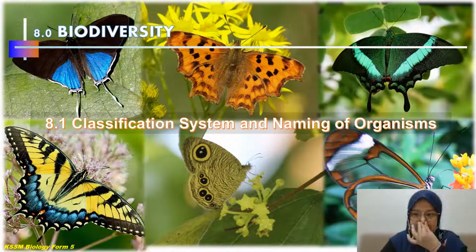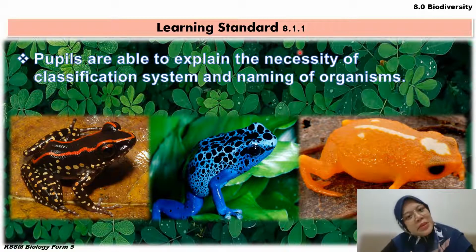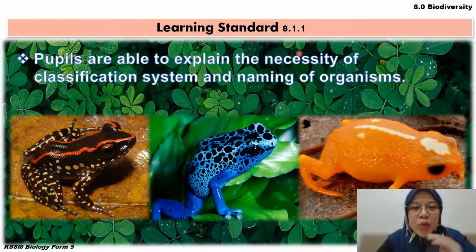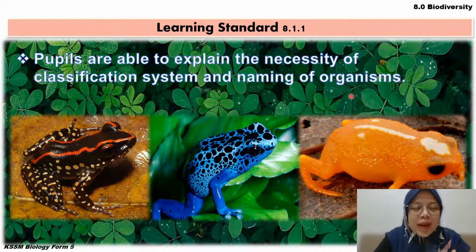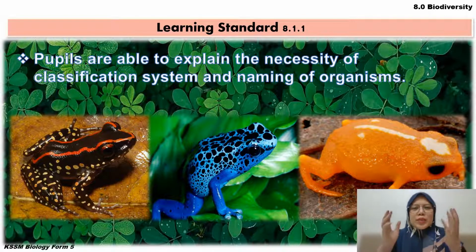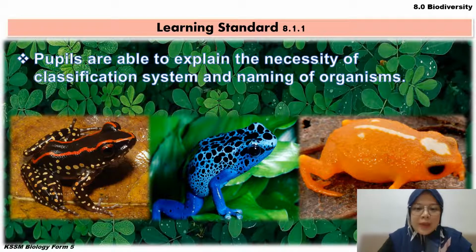Alright, so kita tengok. Okay, so the learning standard, macam biasa learning standard, you are able to explain the necessity of classification system and naming of organism. So kita kena belajar why classification is important, and also how we are going to name the organism and why the naming of organism is also important.